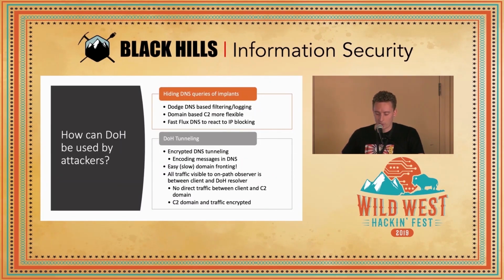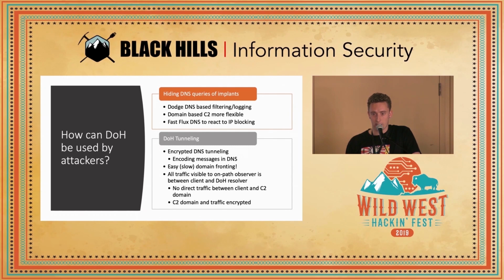So the basics of how this can be used by attackers. There basically are two major uses. The first one would just be hiding your DNS queries. So this will allow you to get around any DNS-based filtering. It'll also not show up in any DNS-based logging. So this can make your command and control much more flexible, because if you're doing it domain-based, you can change IPs as fast as you want. And you can also use stuff like fast flux DNS, which basically is a technique letting you respond with new IP addresses all the time and lots of IP addresses, so you can cycle through tons of IPs, very difficult to block. The other technique is DoH tunneling.